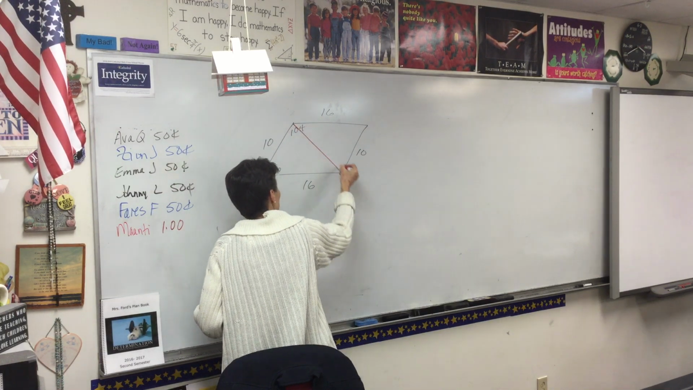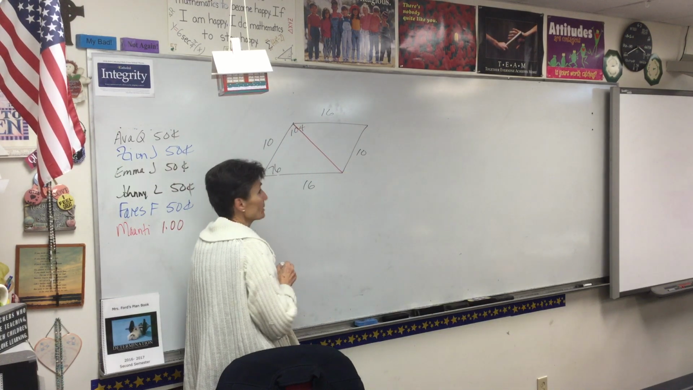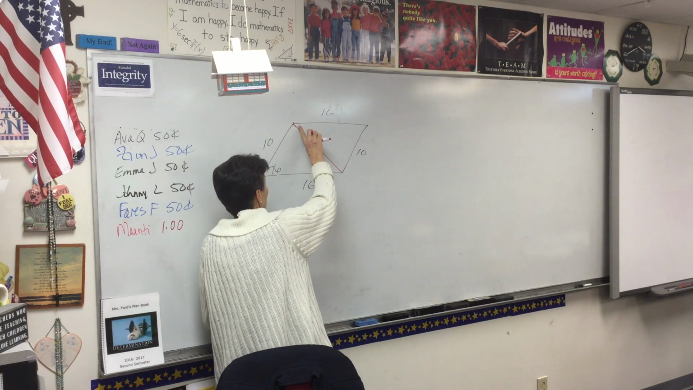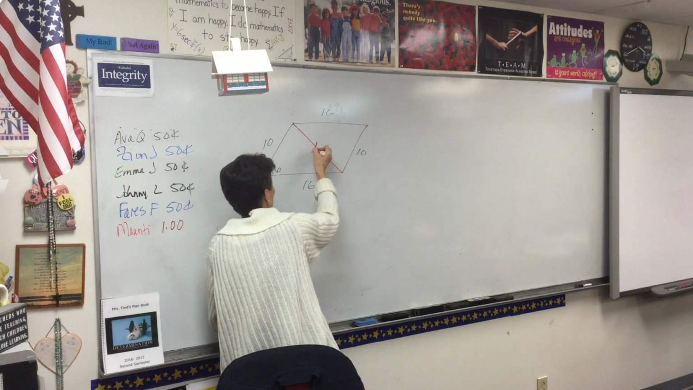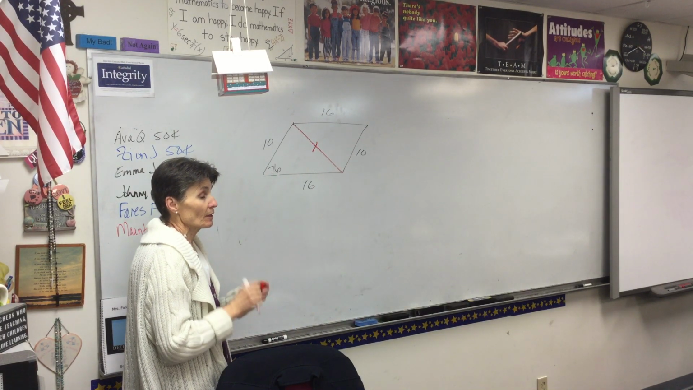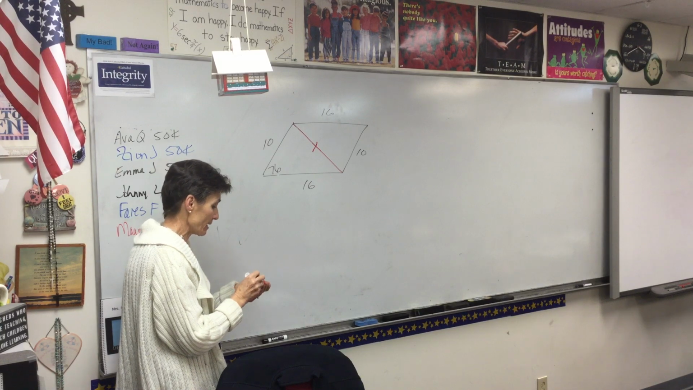Now, look at your picture. This would be the shorter diagonal, right? I don't need that angle. That's not cut in half. I don't know anything about that angle. Forget it. I want to find the length of the shorter diagonal.